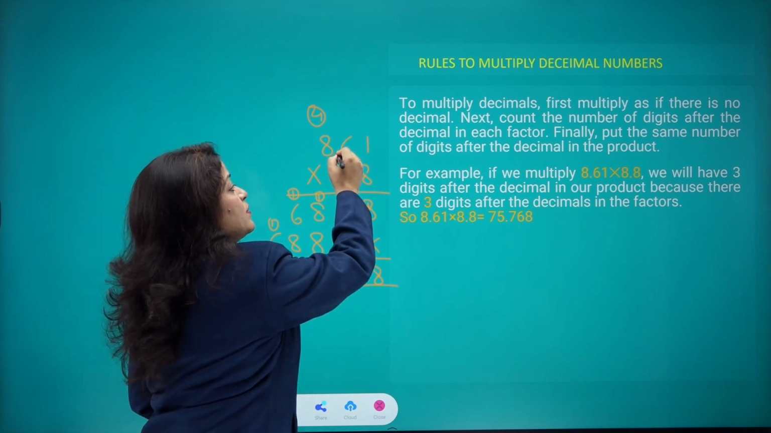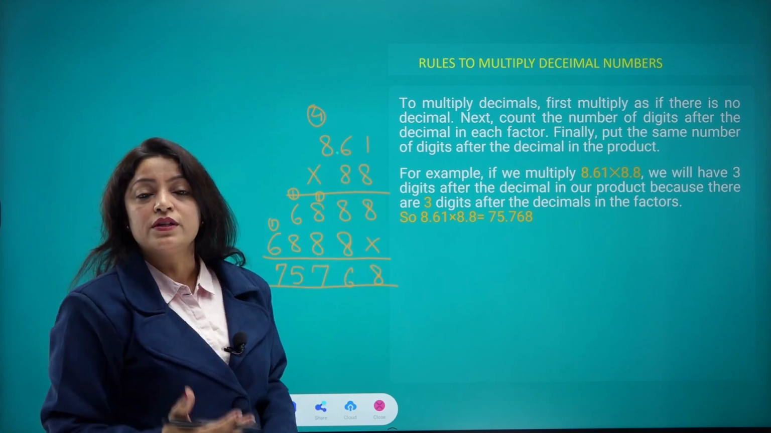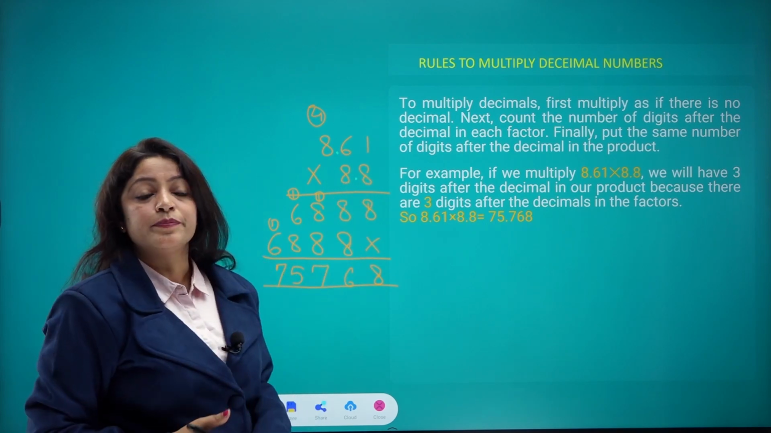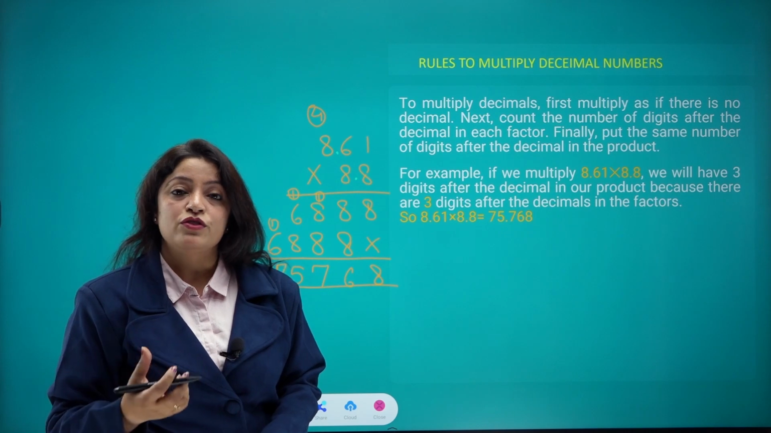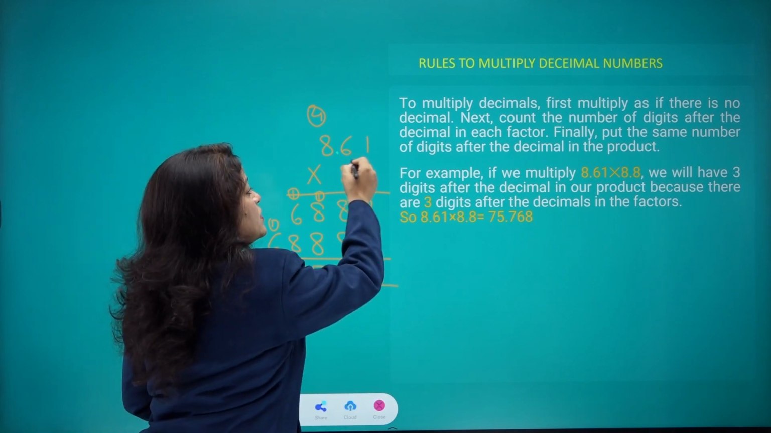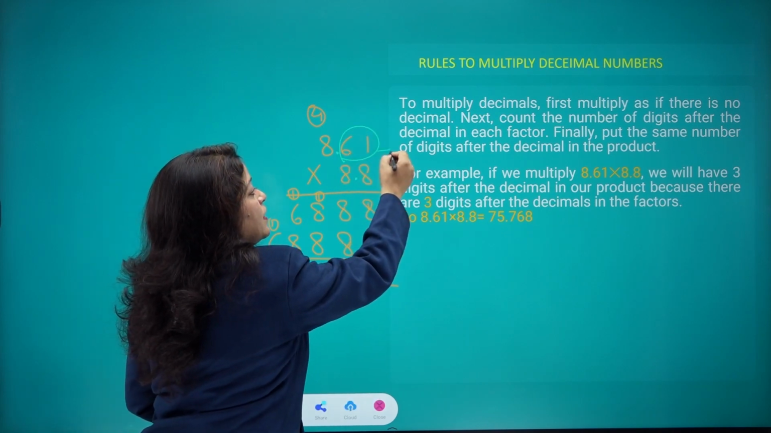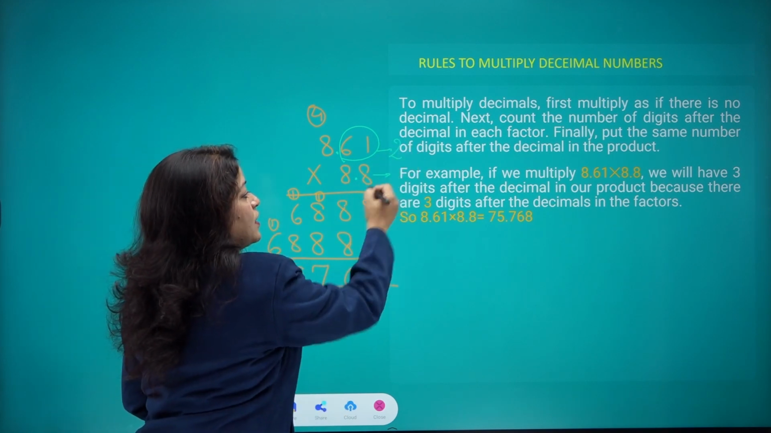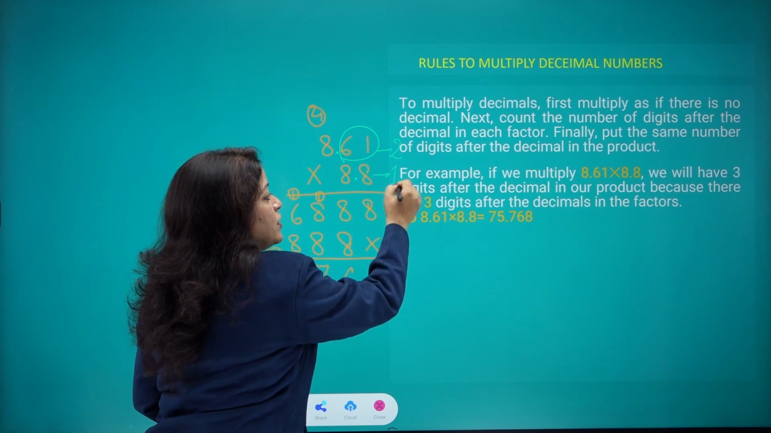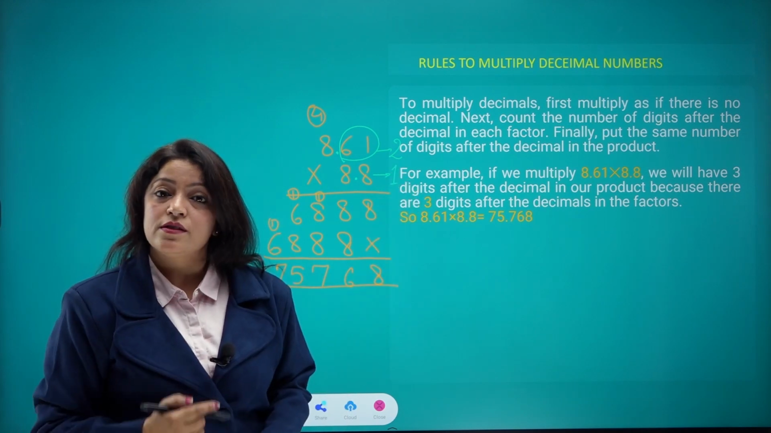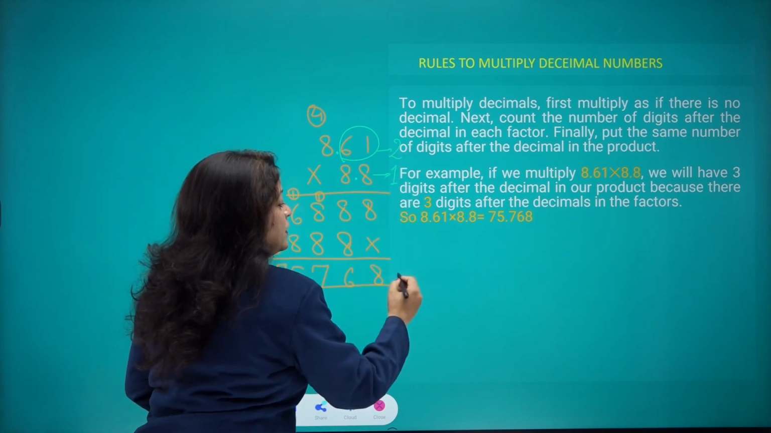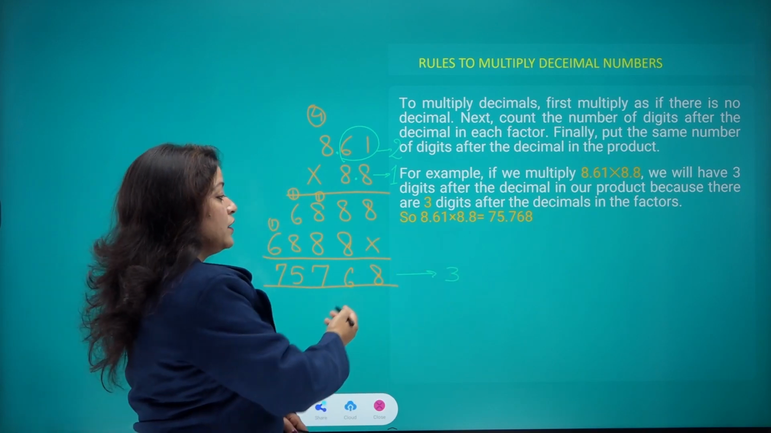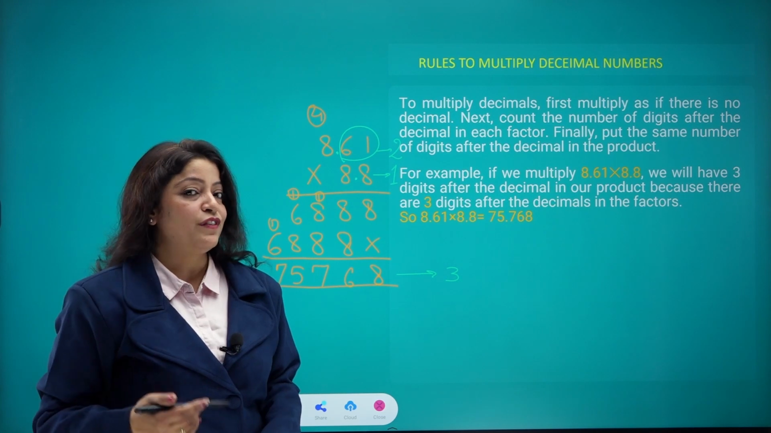In the question, the decimal was after the number 8, and here the decimal is between 8 and 8. Now let us count the number of digits after decimal. How many digits are here after decimal in this? There are 2 digits. Similarly, in the next, how many digits are there? So there is only 1 digit. In all, how many digits are there? 2 plus 1, 3 digits, right? That means in the final product, there should be 3 digits after the decimal.